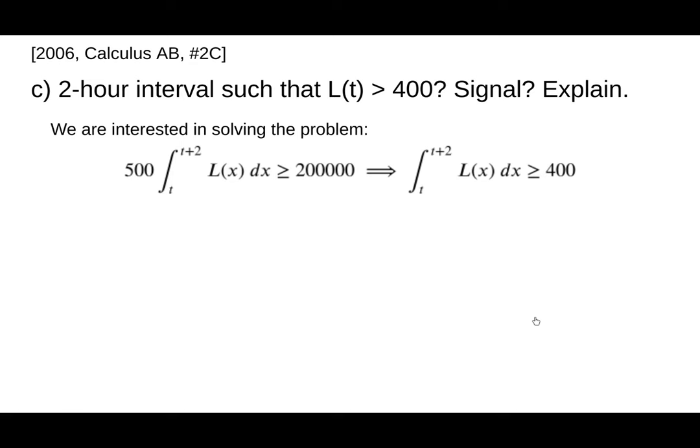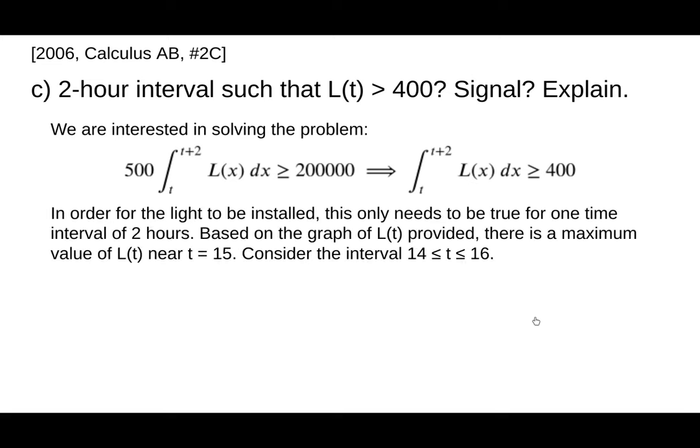So one of the easiest ways to prove that something is going to happen is to show that it happens. So is there a 2-hour interval where this product is greater than 400? Well, if we find one, yes. All right, so if we check our graph of L of t, it only needs to be true for one time interval of 2 hours, just one. Well, based on the graph of L of t provided, there's a maximum value of L of t near t equals 15. So it would make a lot of sense to use an interval that contains the highest values of L of t, because that would be our best shot at getting a product sufficiently large.